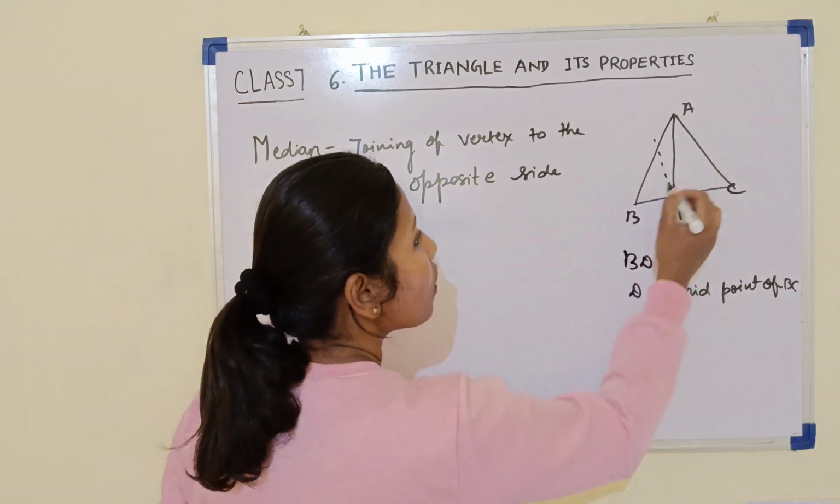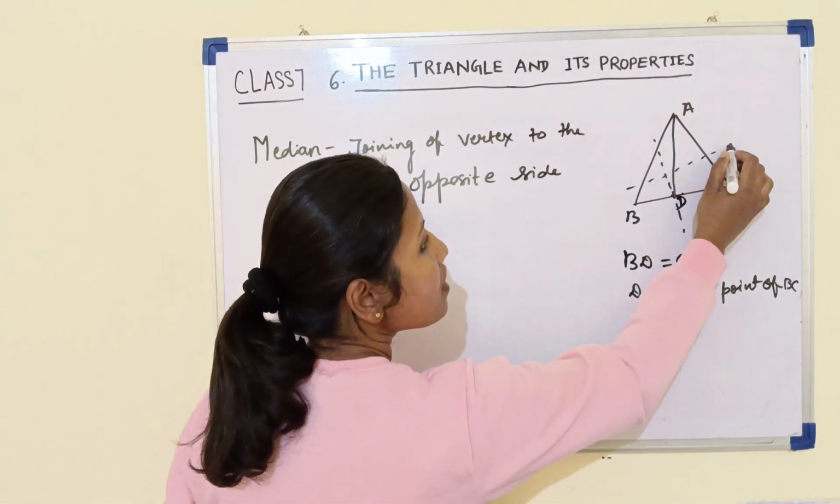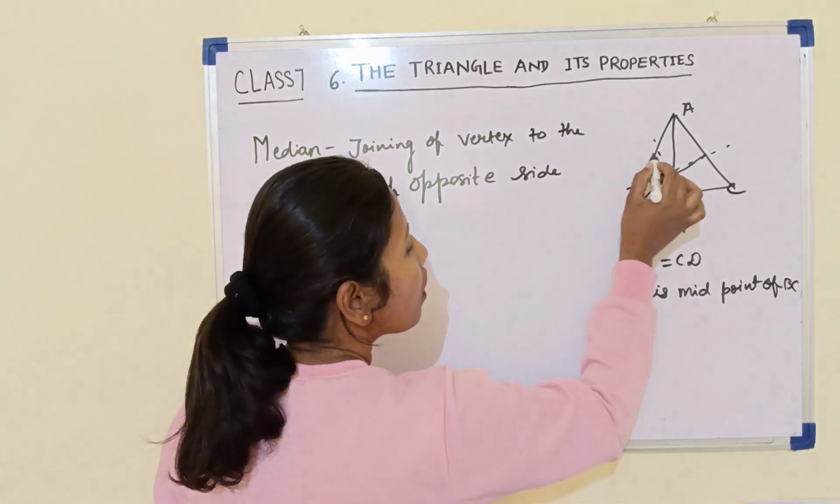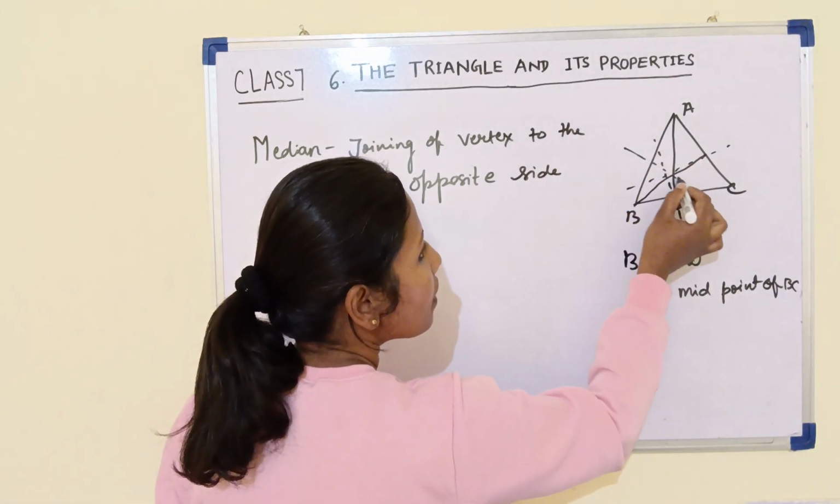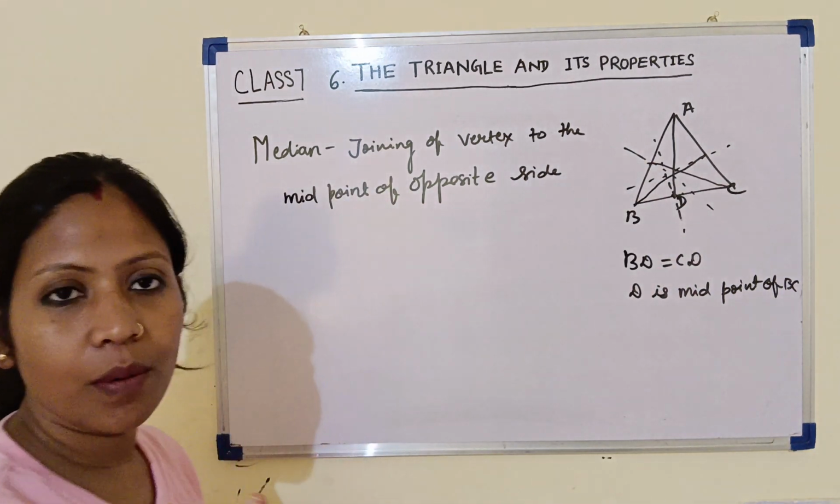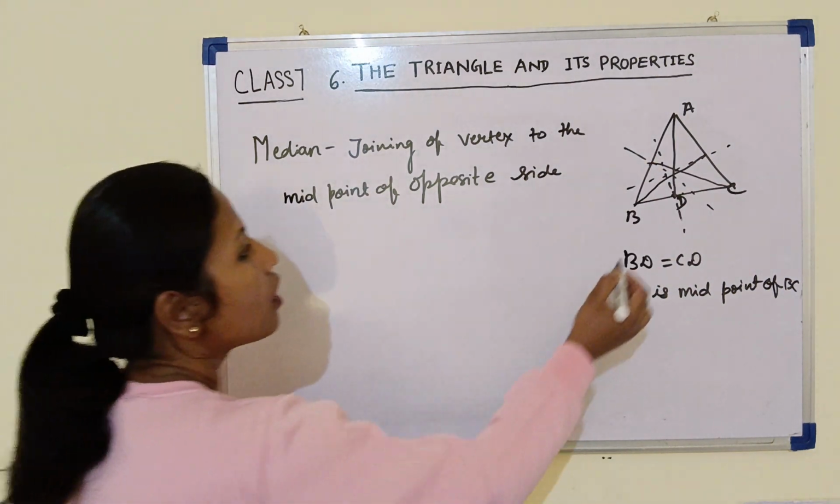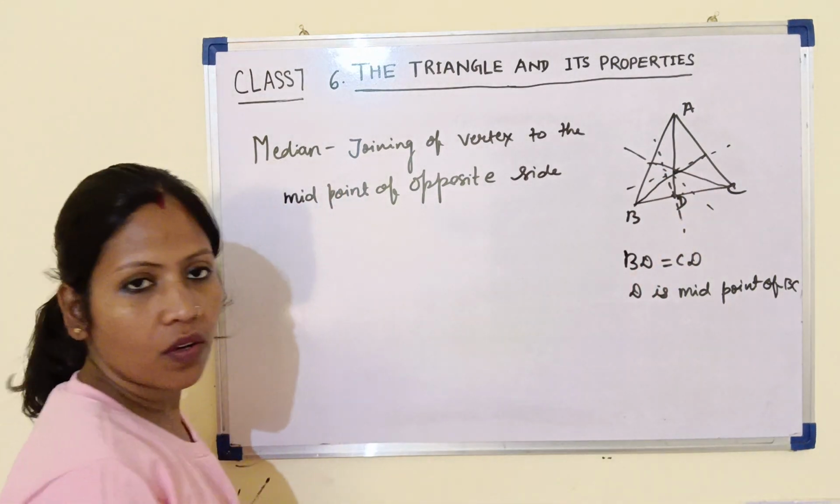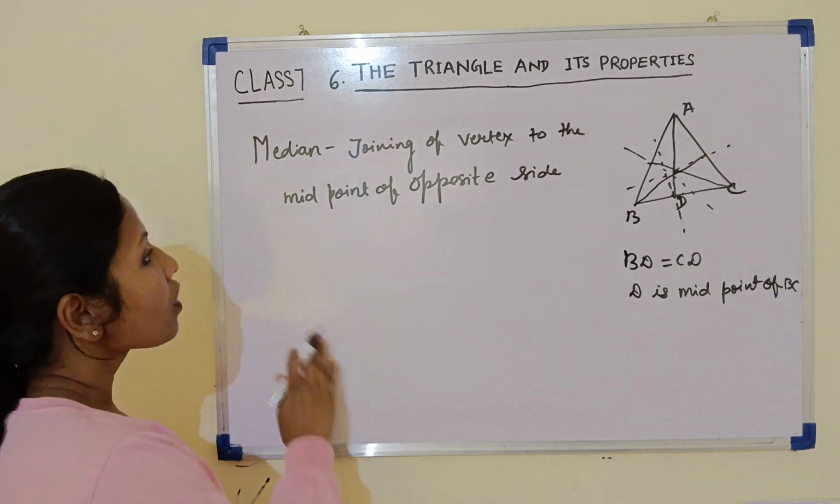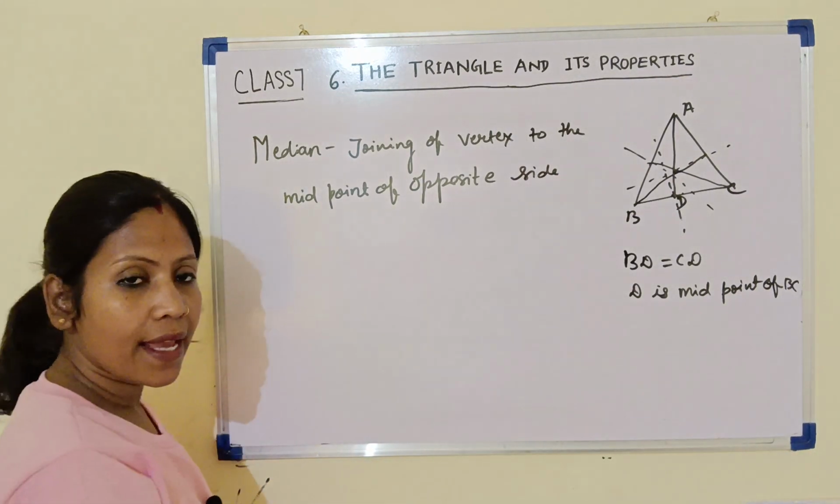So in the same way you can draw a perpendicular bisector here and join it with this vertex, and you can draw a perpendicular bisector on this side and join it with C. So there will be three medians in a triangle, one for each of the three sides. Okay, so what is your exercise?